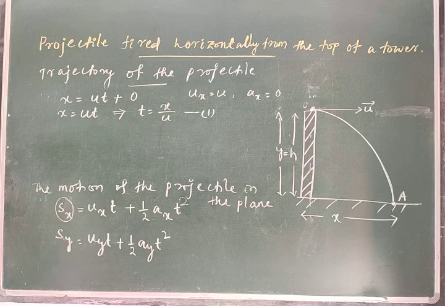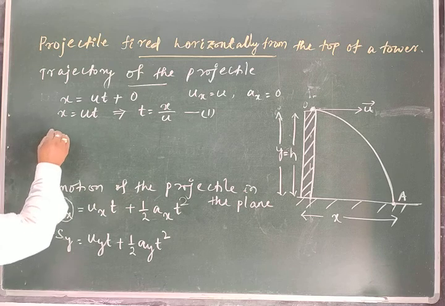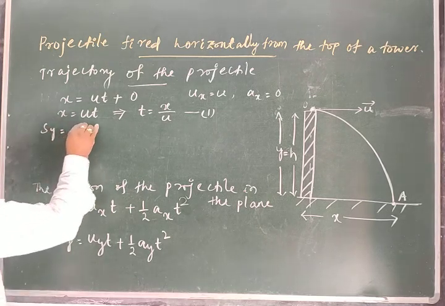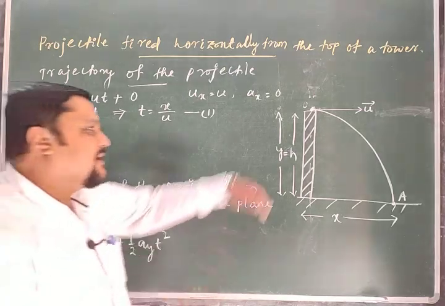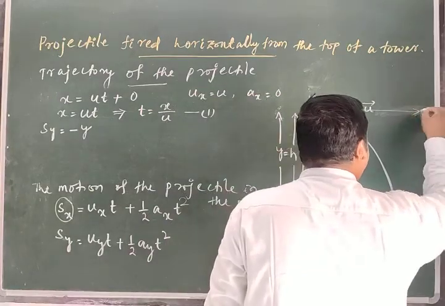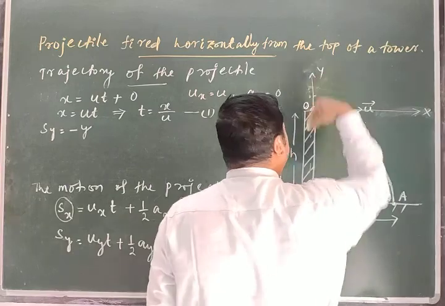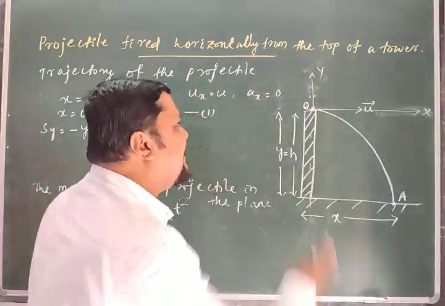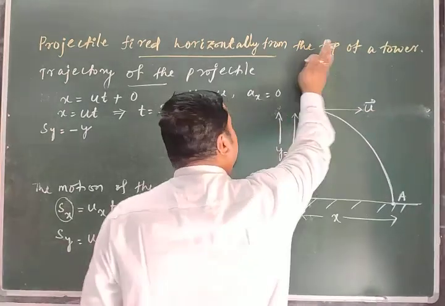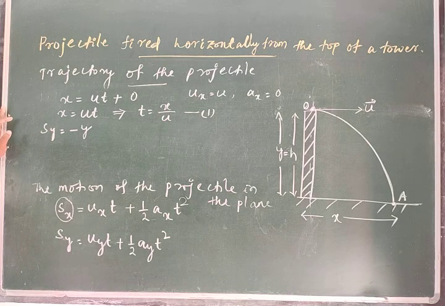This is equation 1. For the y direction, Sy obviously is equal to minus y. Why? Because vertical motion is downward. As I already told, this is my x axis, origin is O, and this is plus y, and this is minus y. So accordingly, I have considered this distance. Remember this thing, otherwise go back and check what I told in the beginning.